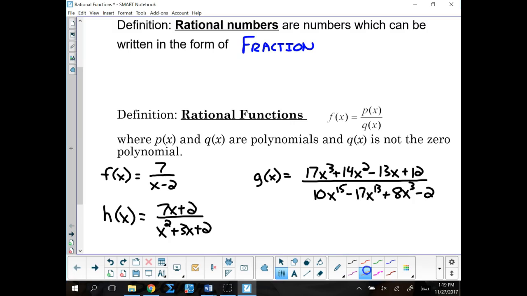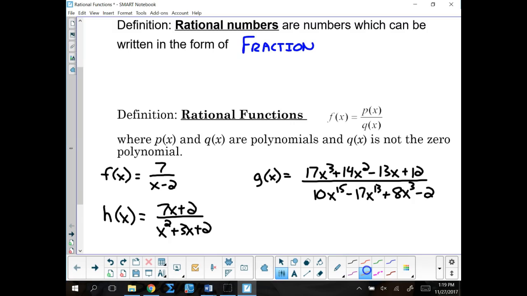You plug 0 anywhere there's an x, it goes away, because if it's 0, gone, gone, gone, 12. Gone, gone, gone, negative 2. Go look at both, top and bottom. Okay? So that's the kicker.